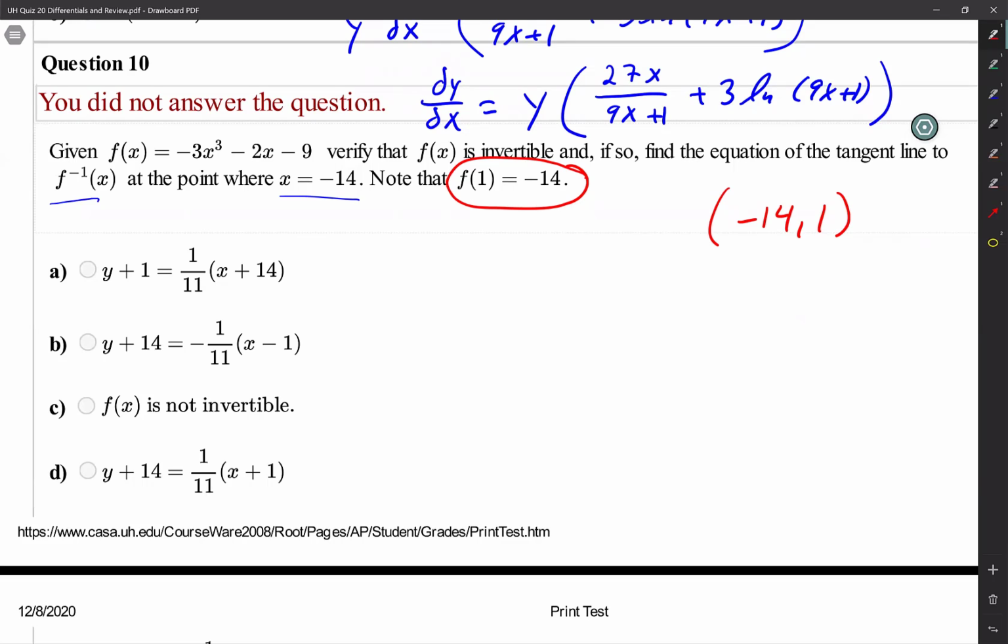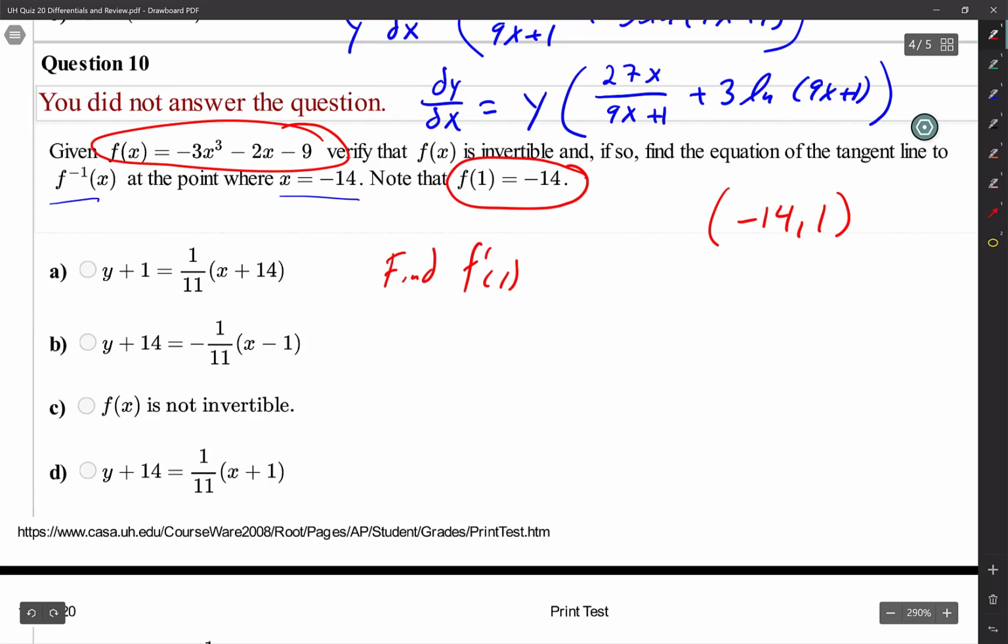I'm going to find the derivative of this function. This is my original, not my inverse. And I'm going to plug in what x value? Am I going to plug in a 1 or am I going to plug in a negative 14? A negative 14. Wait, no, a 1. Right? Oh, yes. And then you do the reciprocal. I'm going to find f prime of 1. Then take the reciprocal for the slope of the inverse function at x equals negative 14.